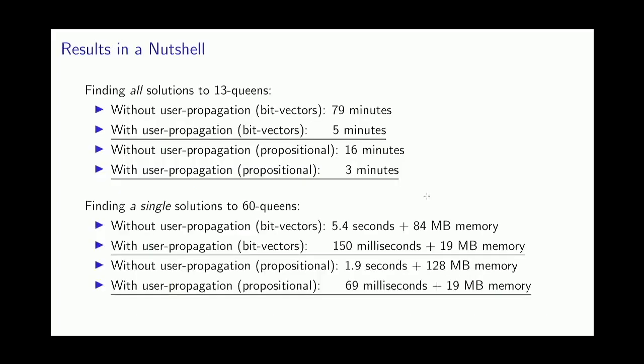Without looking at these statistics too much, I just want to point out that this vastly increased performance, both for all such problems as well as for considering a single problem. Very interesting is especially the last line. With the user propagator for finding a single solution to the 60 queens problem, in the propositional case, it only takes 60 milliseconds and 19 megabytes of memory, whereas the propositional encoding without the user propagator needs more or less 2 seconds and 128 megabytes. So it really increases performance a lot.